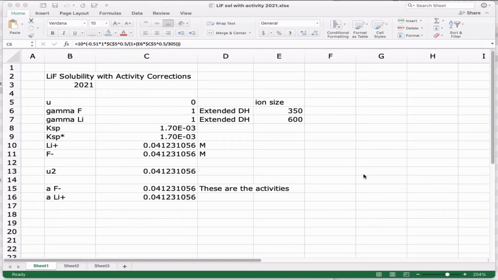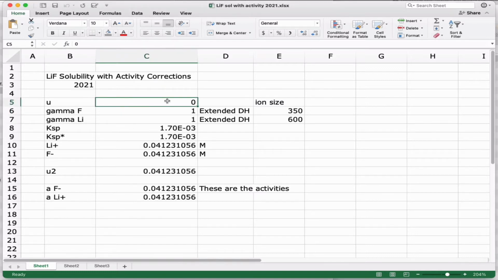So the solution we're going to take is an iterative one. I'm going to begin by assuming that the ionic strength is zero. So that's what I put into cell C5. And then I'm going to calculate the activity coefficient for fluoride and the activity coefficient for lithium. Notice I've just put in the extended Debye-Huckel equation. For these ions, I need to know the charge, which I just keyed in by hand. I also need to know the ion size, which I've tabulated in cells E6 and E7. So if my ionic strength is zero, my activity coefficients are one. And so they're both completely correct and boring.